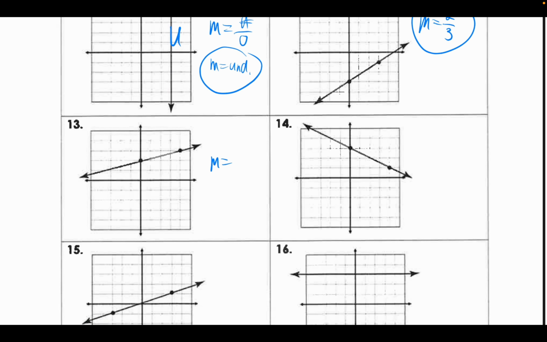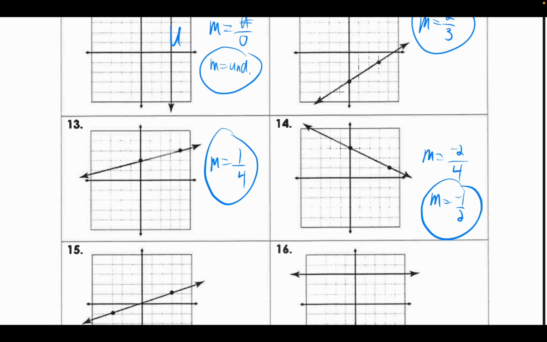13, we end up getting a rise of 1, a run of 4, so it's 1 over 4. On 14, the rise is negative 2, the run is 4, and we end up getting this to be negative 1/2.